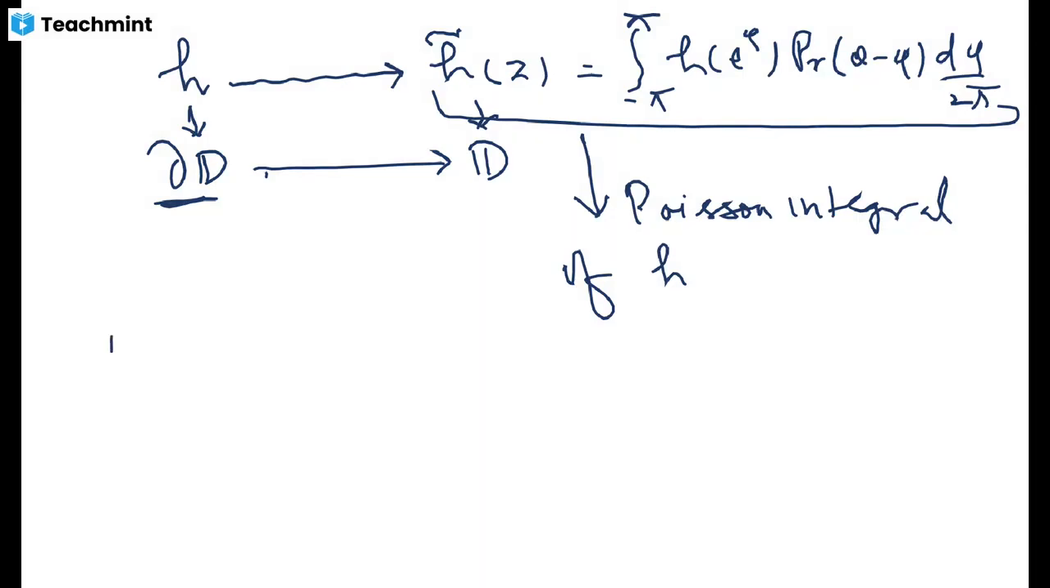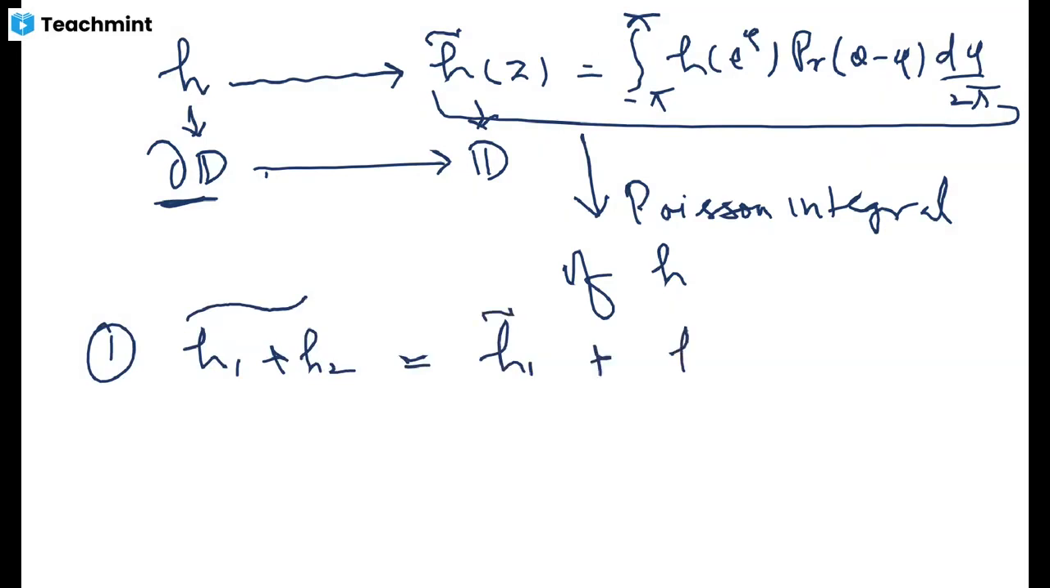It is linear in the sense that if you have two functions h1 and h2, the Poisson integral of h1 plus h2 is going to be the Poisson integral of h1 plus the Poisson integral of h2. Not only addition, if you multiply by any scalars alpha and beta, you get alpha times plus beta times. So the Poisson integral is linear. Why? It is quite obvious, since it is an integral, and the integral is linear.